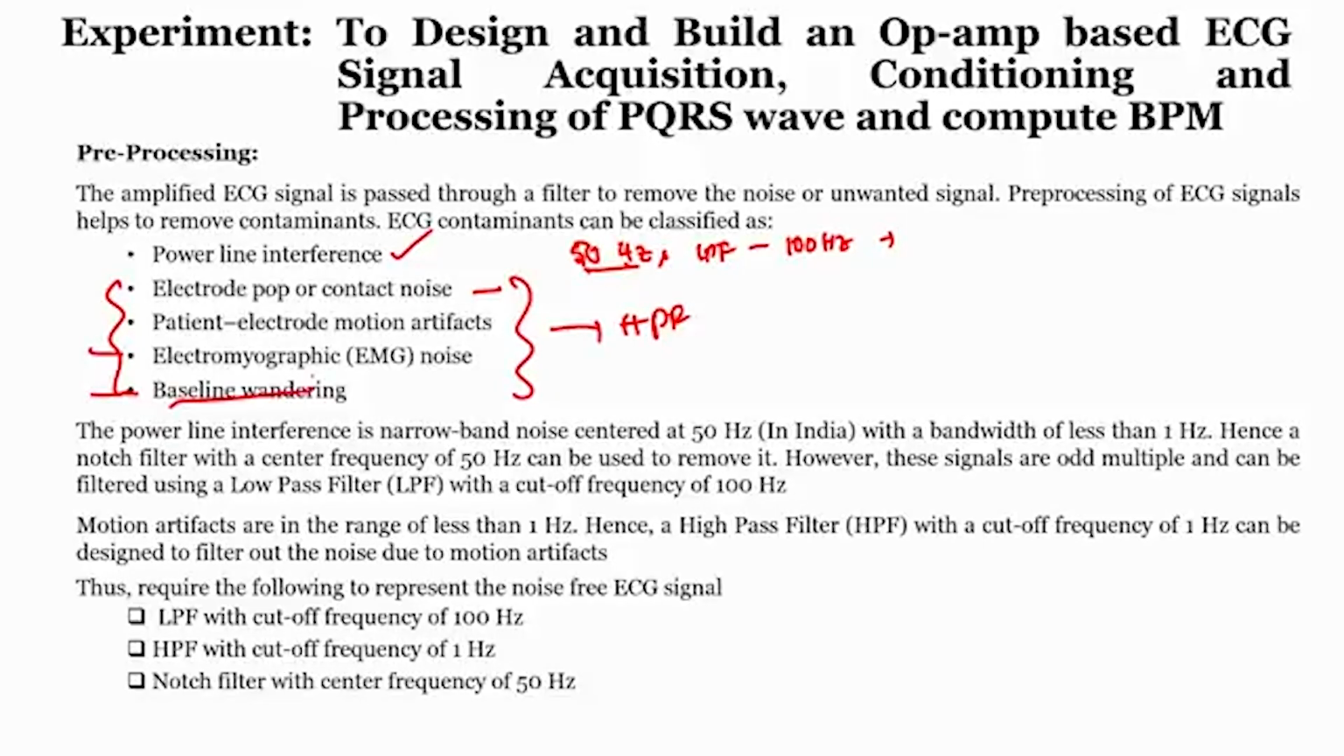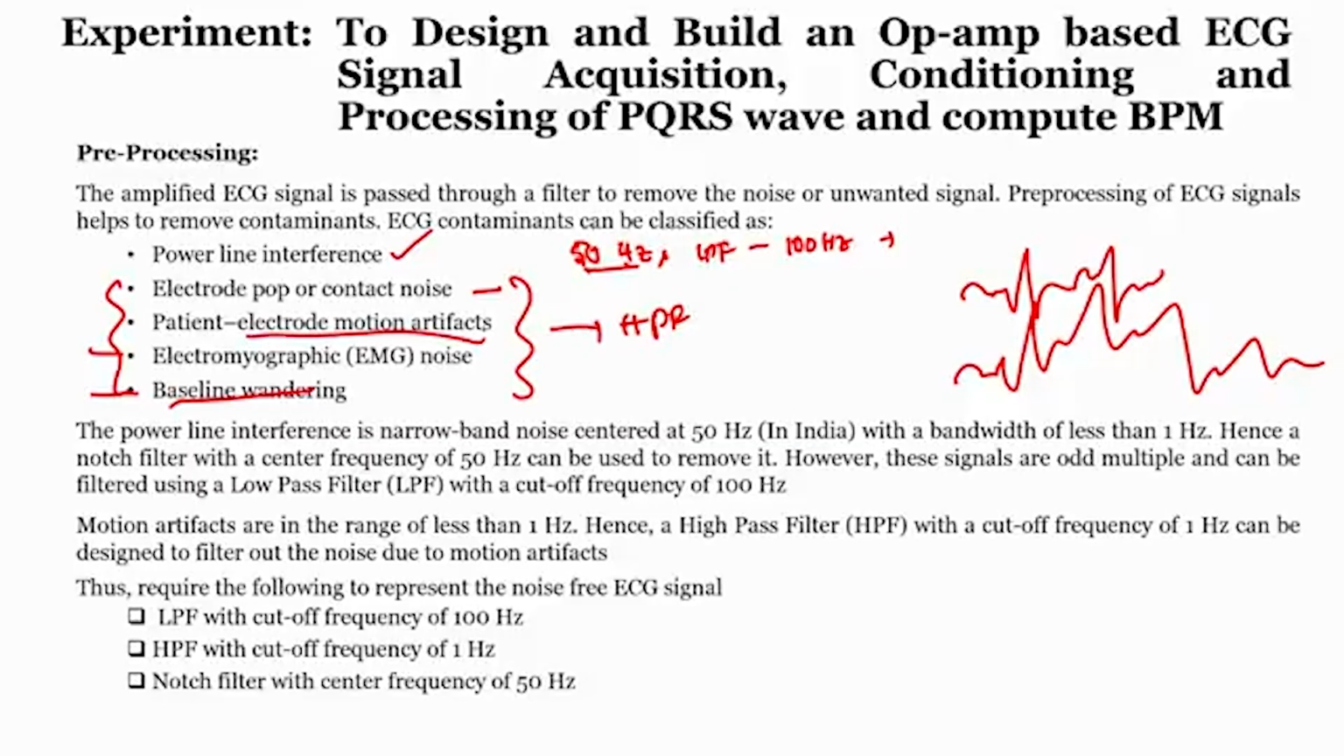What do we mean by baseline wandering? When we see an ECG signal, we should get it on one base, but instead the offset keeps changing, something like this. With respect to the ground, it will always be fluctuating, and that is called baseline wandering. The baseline wandering frequency is somewhere around 0.5 hertz, so by passing through a high pass filter, even that can be eliminated. Motion artifacts we have already seen, right.